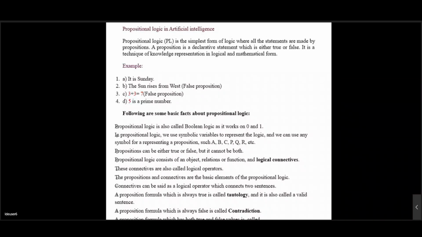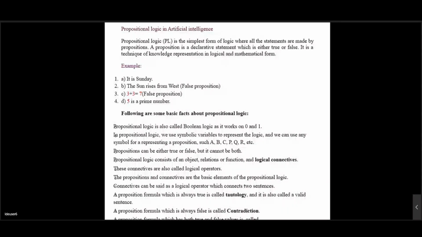So first we look into propositional logic. It's the simplest form and is made of propositions. What is a proposition? It's a declarative statement; you can say only true or false. It is one way of representing your knowledge in logical as well as mathematical form. When you say it is Sunday, you can say yes or no, right? It is also called Boolean because 0 or 1. You use variables like A, B, C, and it can be either true or false. It cannot be both.